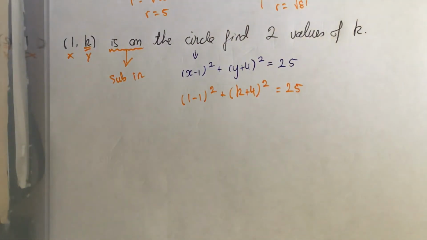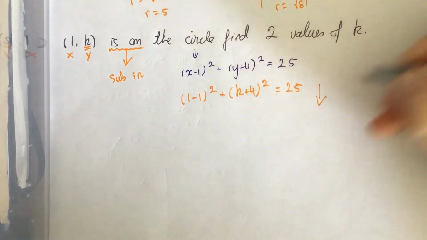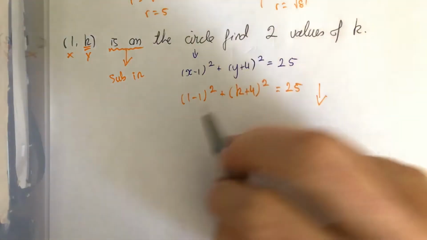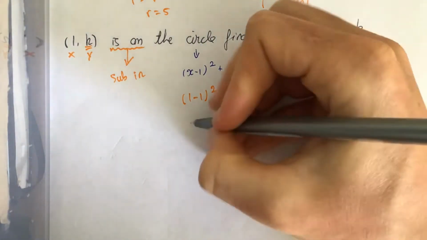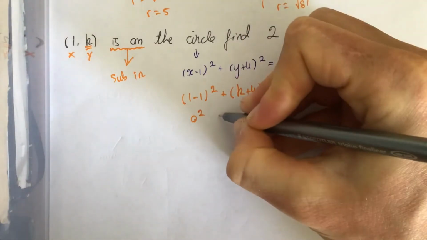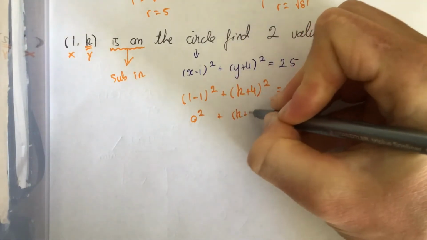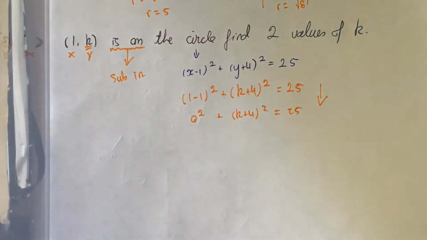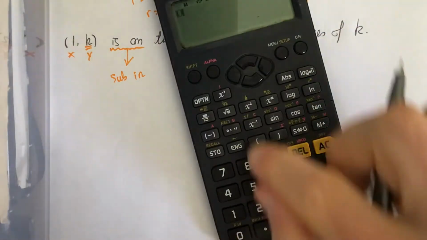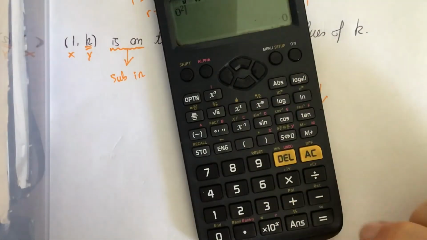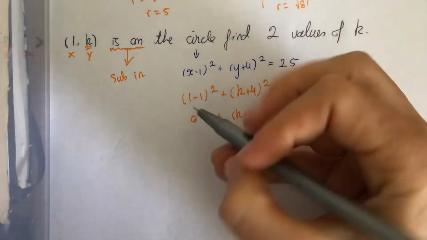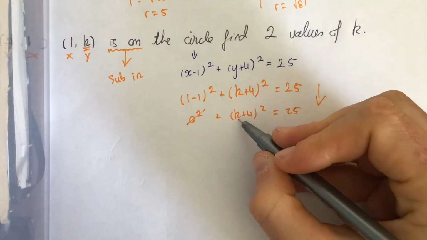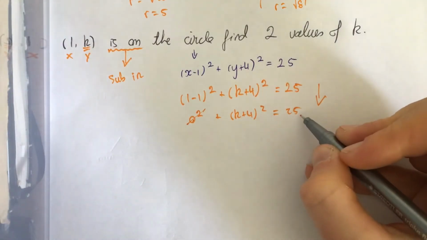Now that's all we actually have to do with respects to the circle. From now on, the whole way down is just going to be algebra. So 1 minus 1 is 0, so that's 0 squared, plus (k plus 4) squared, so we'll have to come back to that, and 25. So 0 squared, if we type it into your calculator, is just going to give you 0. So we can forget about that. So it's (k plus 4) squared equals 25.